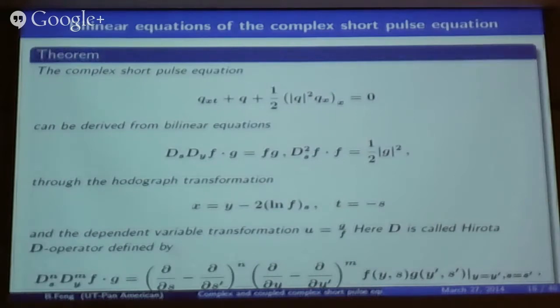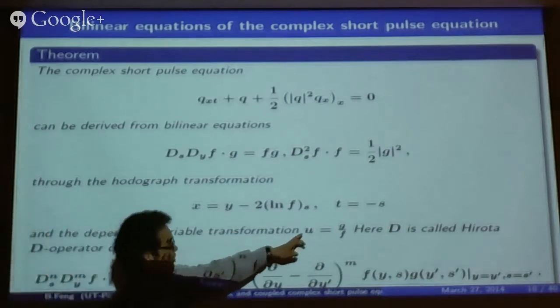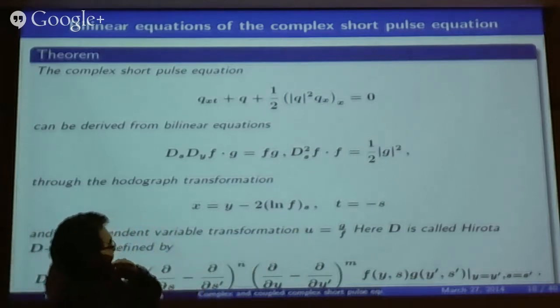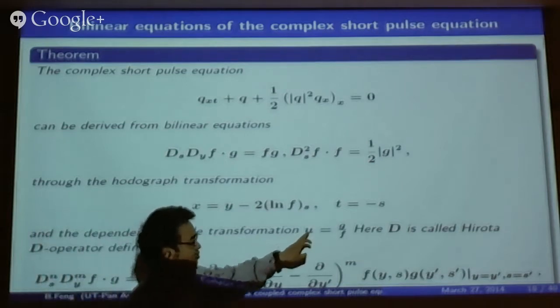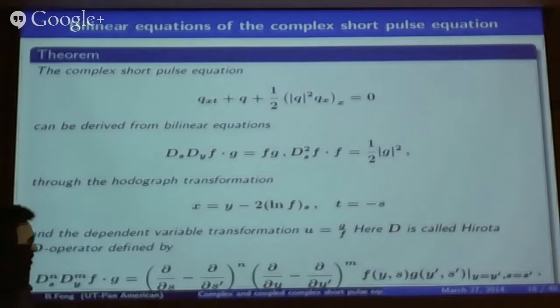Now I jump to the third part, talking about how to get the exact solutions for the complex short pulse equation and the coupled complex short pulse equation. I start with the complex short pulse equation, which I listed. It has the so-called bilinear form, by a dependent variable transformation, which I put here. I think I have a typo: instead of U here it should be Q, the physical quantity, which is a ratio of two functions, G and F.